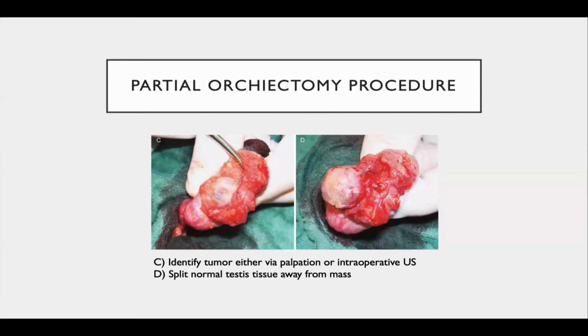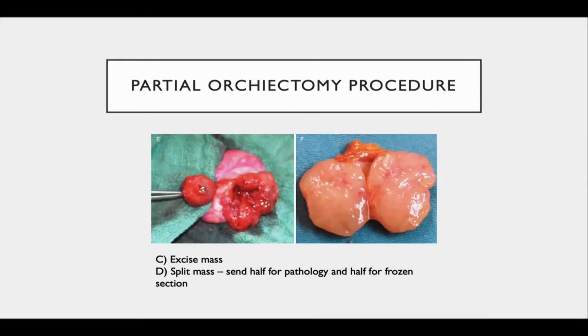Once you've identified the tumor, either via palpation or intraoperative ultrasound, then you can split the normal testes tissue away from the mass, especially if it's benign. But even in some of the malignant masses, I think you'd find that the testes tissue comes away pretty easily, at least easier than you would think. It's not necessarily as stuck down to it as you might expect. So actually performing this step and isolating the testes mass is relatively easy.